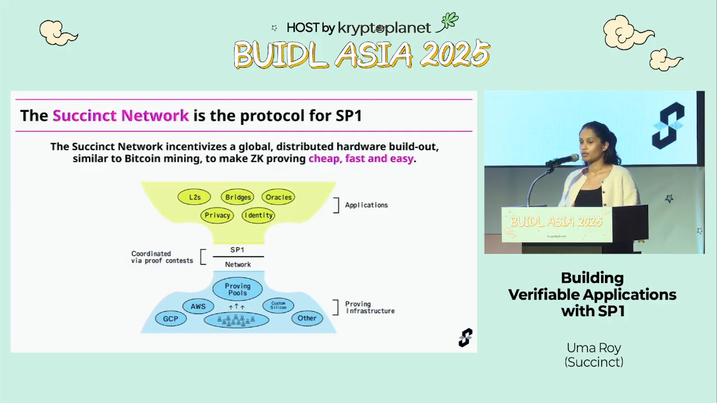As the previous talk was mentioning, if you want to use a ZK VM and you want to generate a proof on your laptop, that's not really going to work because generating a ZK proof is pretty computationally expensive, requires GPUs today and possibly FPGAs and ASICs, which are custom hardware, in the future. So you need specialized provers running in data centers all across the world to actually generate these proofs. And that's exactly what the Succinct network is.